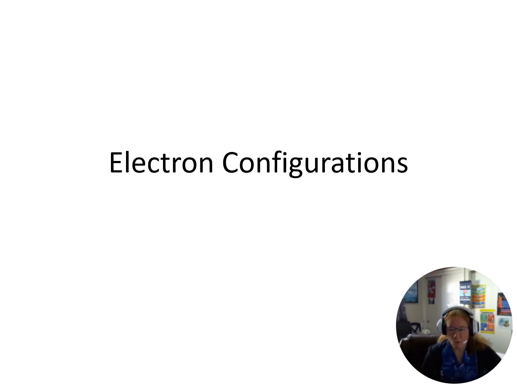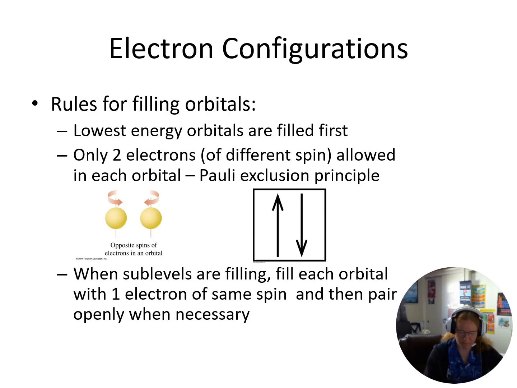Now let's figure out where these electrons live and write these electron configurations. All right, so we have some rules. We're going to start with the lowest energy and work our way up. So we'll fill 1s, then 2s, then 2p, then 3s, then 3p, then 4s, then that 3d, then back to 4p, and so on and so forth.